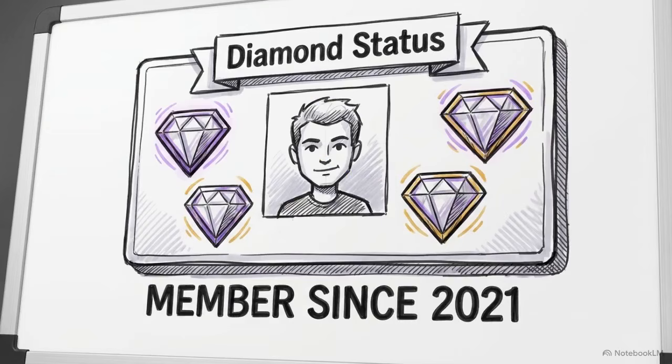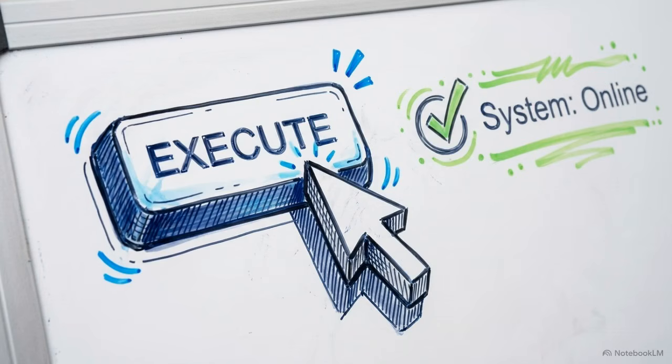When a user sees their accumulated progress or unique avatar, the cost of leaving includes losing a digital identity they've spent months building. With the logic set, you hit publish and push the pilot campaign live to your selected segment.